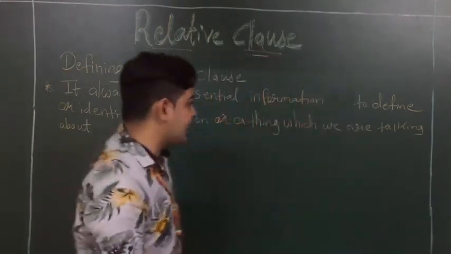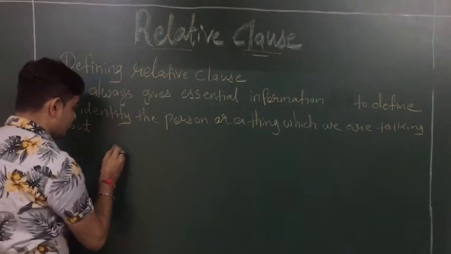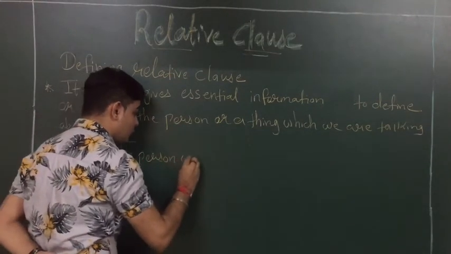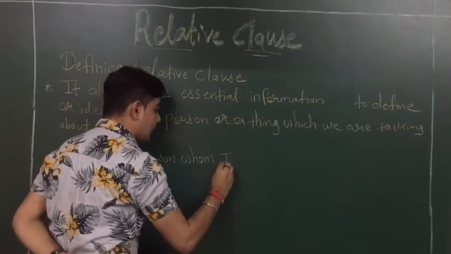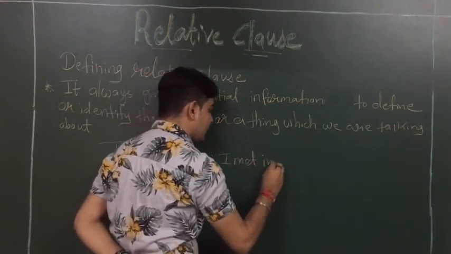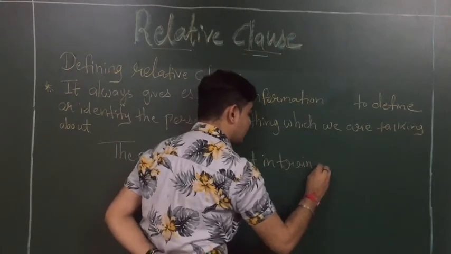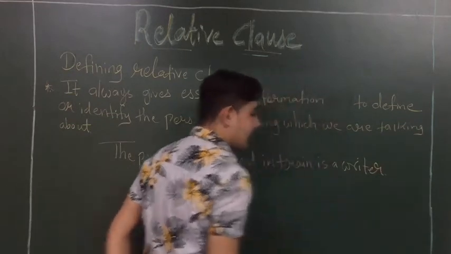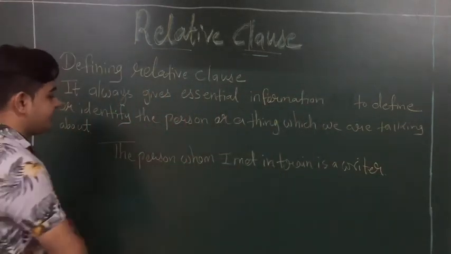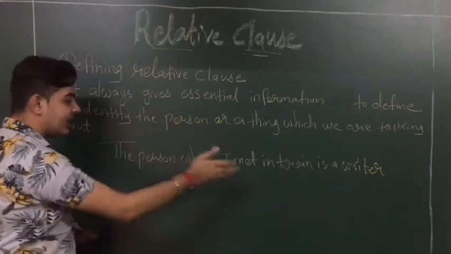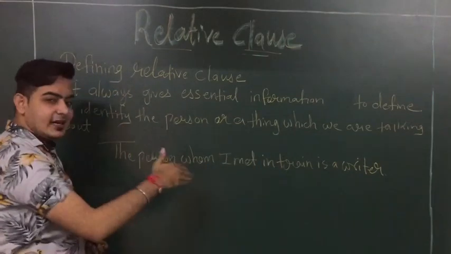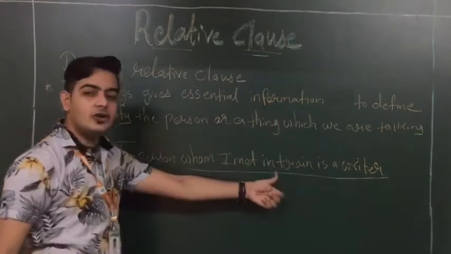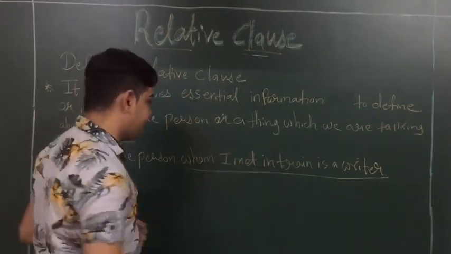And let me write an example of it. The person whom I met in train is a writer. बस इतनी इंफॉर्मेशन देके खत्म. जिस बंदे से मैं ट्रेन में मिला था वो क्या है, राइटर है. That's it. So this is my relative clause, defining relative clause.